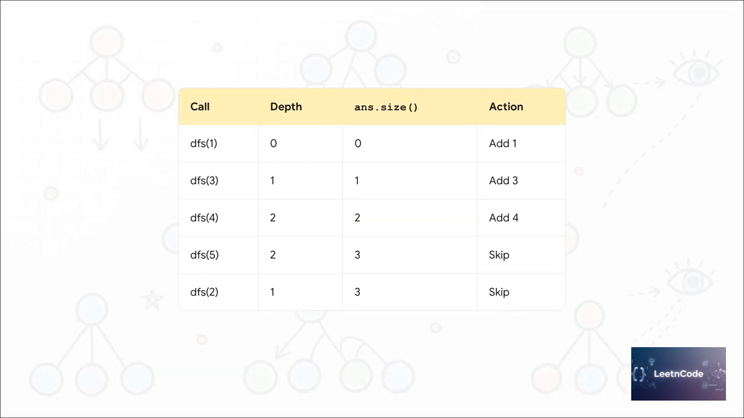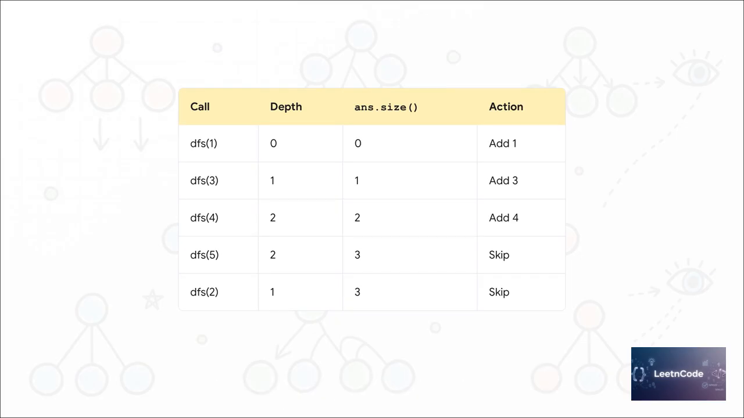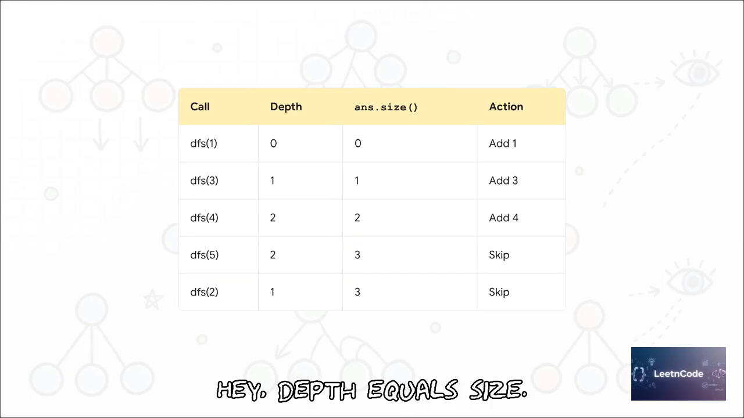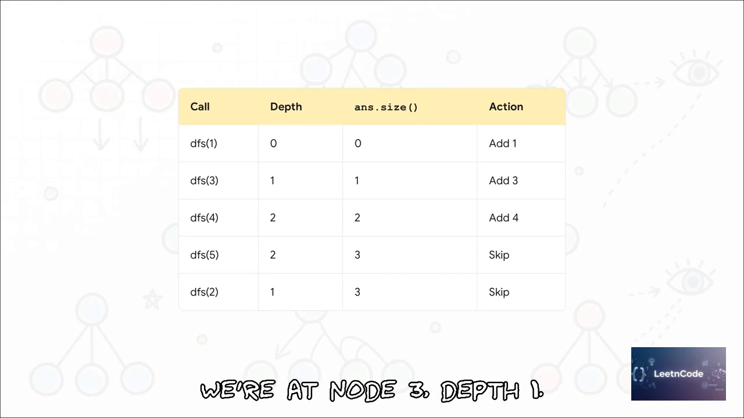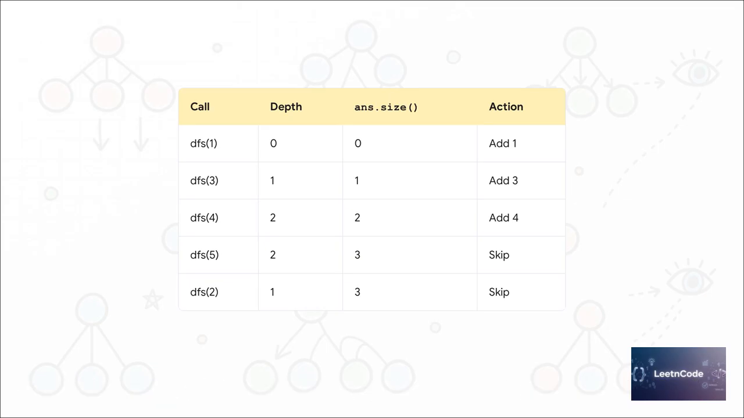Let's trace this out. We start at node 1, depth 0. Our answer list is empty, its size is 0. Hey, depth equals size, so we add 1. Now we go right. We're at node 3, depth 1. Our answer list has one thing in it, so its size is 1. Again, depth equals size. We add 3.